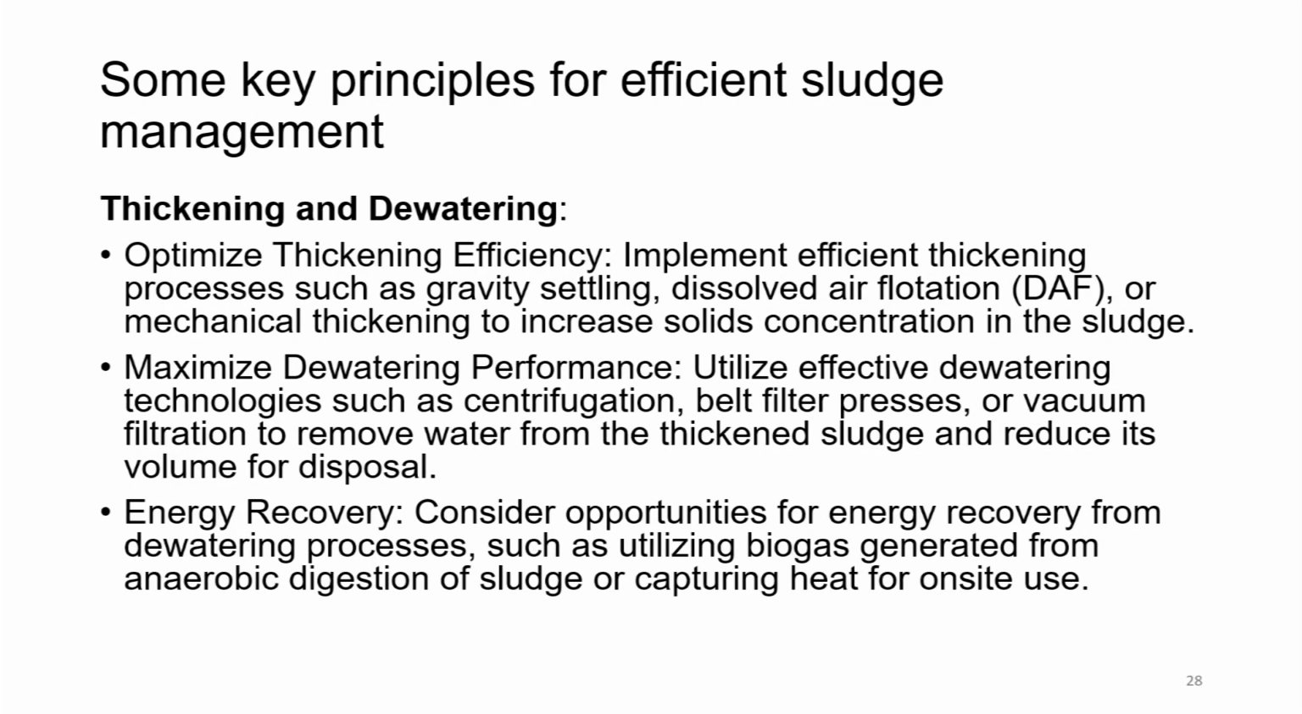Thickening and dewatering. Optimize thickening efficiency. Implement efficient thickening processes such as gravity settling, dissolved air flotation or mechanical thickening to increase solid concentrations in the sludge. Maximize dewatering performance. Utilize effective dewatering technologies such as centrifugation, belt filter presses or vacuum filtration to remove water from the thickened sludge and reduce its volume for disposal.